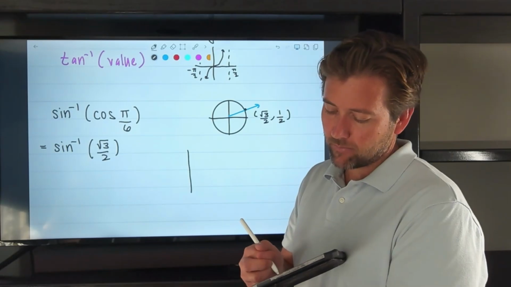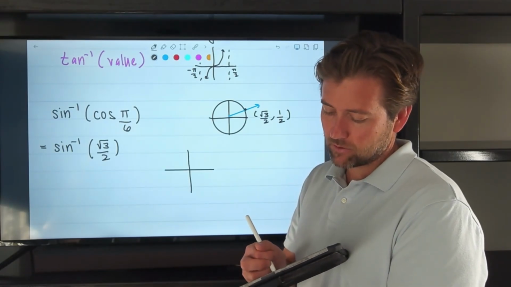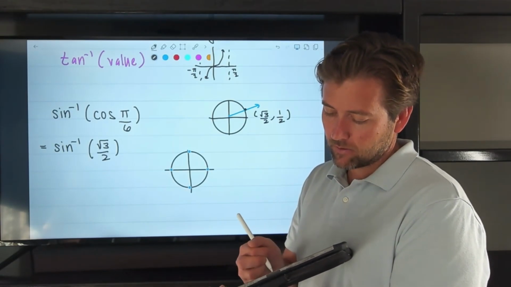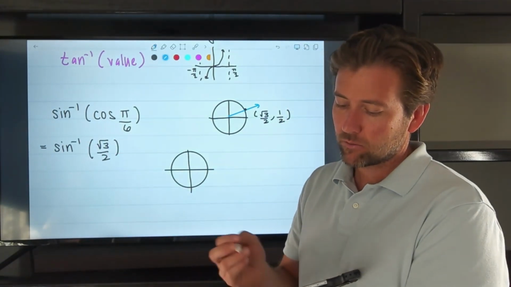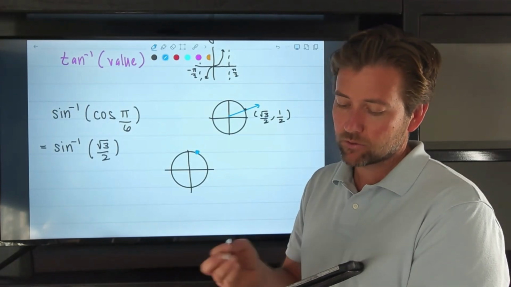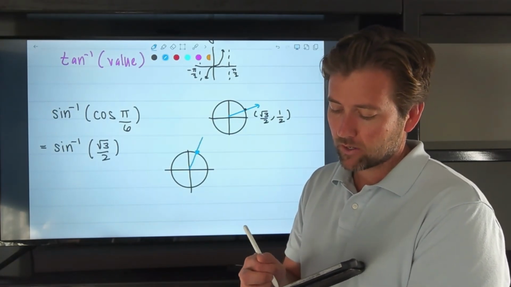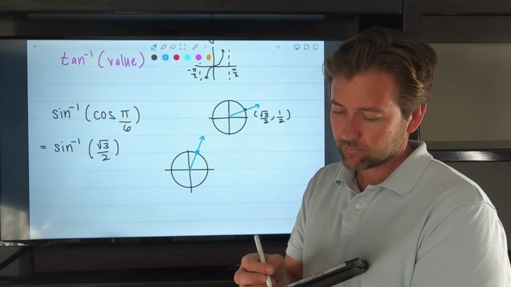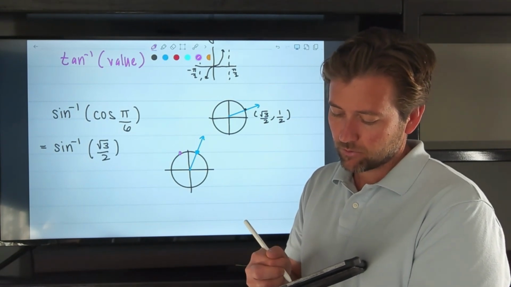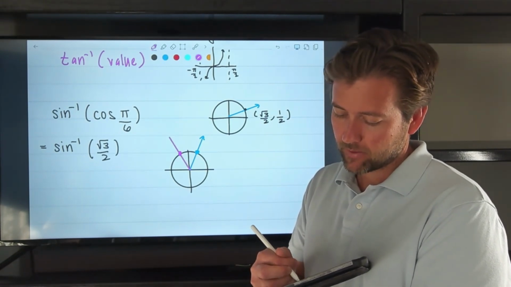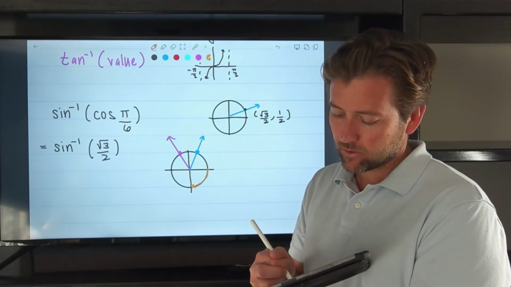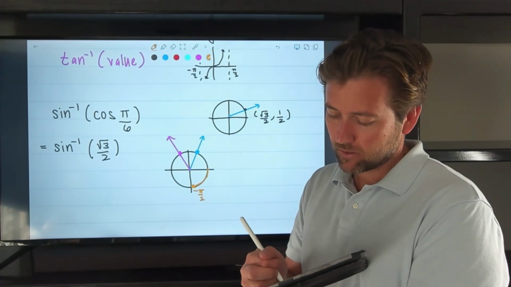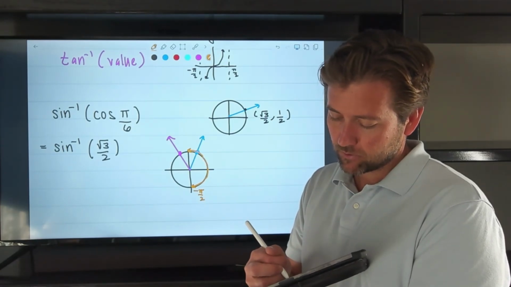And now this problem goes back to the previous lesson. What's the arcsine of square root of 3 over 2? So on the unit circle, I'm going to draw the two points that have a y-coordinate of square root of 3 over 2. And the outputs for arcsine have to be between or including negative pi over 2 to positive pi over 2.